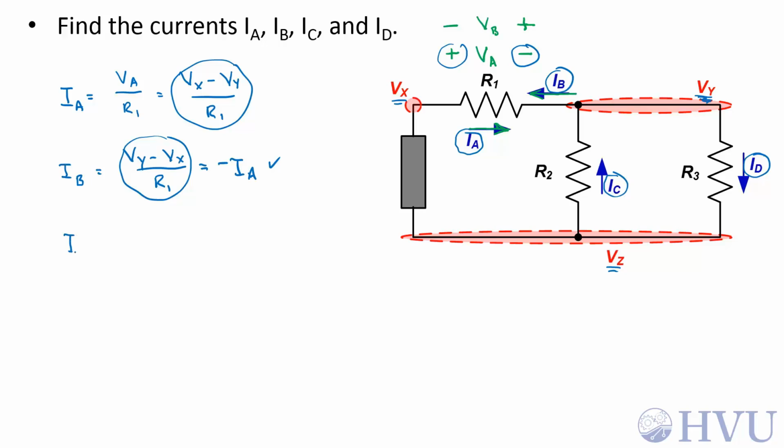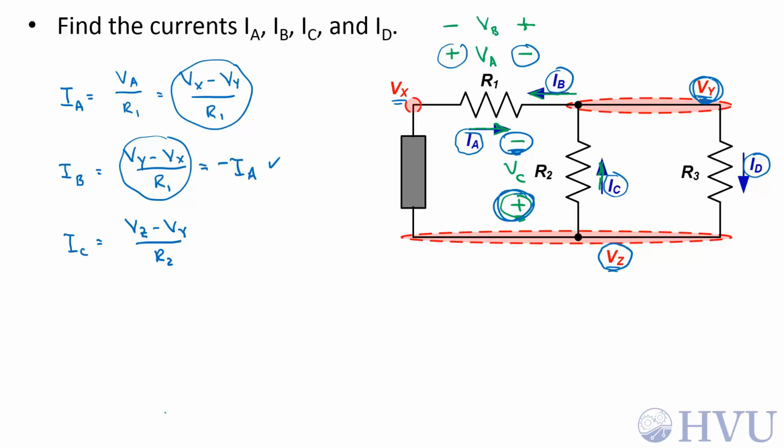Now let's take a look at I sub C. I define a voltage across a resistor R2. I'll call that V sub C. I need to define that such that positive I sub C is entering this positive voltage terminal. So I sub C is equal to V sub C over R2. V sub C is this voltage, the voltage at the positive terminal, V sub Z, minus this voltage, V sub Y, which is the voltage at the negative terminal. So I sub C is V sub Z minus V sub Y, that's my voltage difference V sub C, divided by R2.